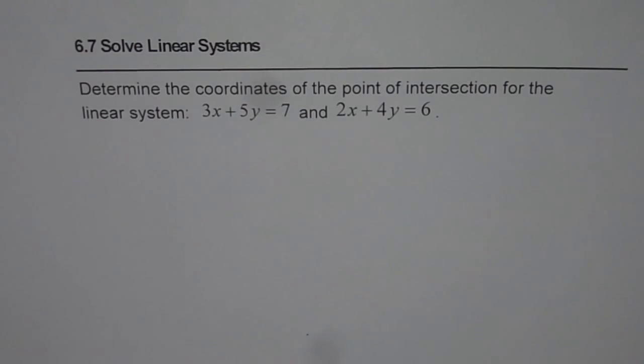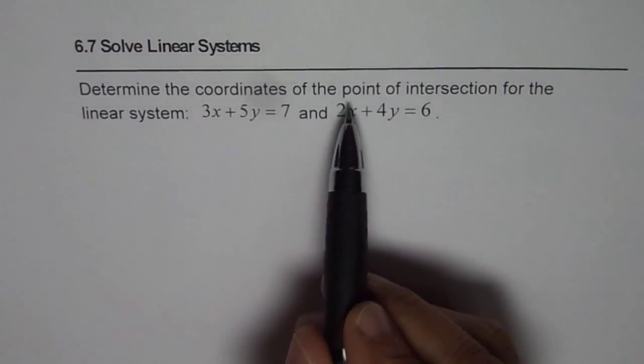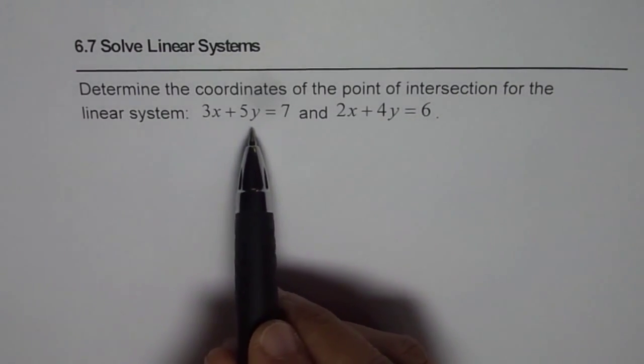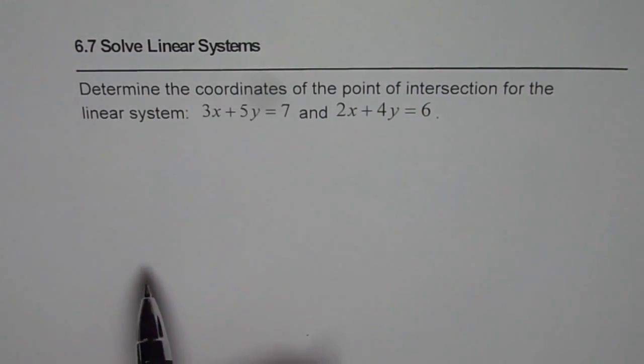I'm Anil Kumar, and in this video we will learn how to solve linear systems by the elimination method. Determine the coordinates of the point of intersection for the linear system 3x + 5y = 7 and 2x + 4y = 6.